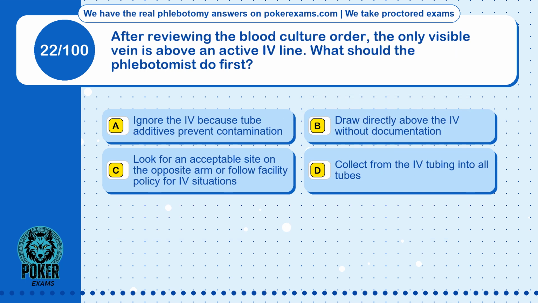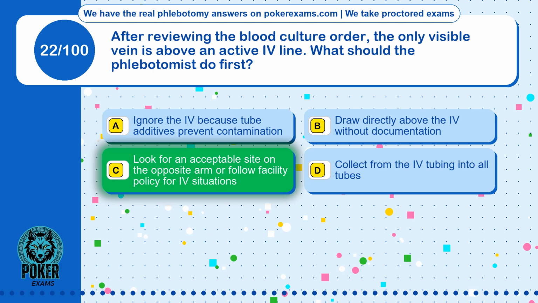Question 22. After reviewing the blood culture order, the only visible vein is above an active IV line. What should the phlebotomist do first? Option A. Ignore the IV because tube additives prevent contamination. Option B. Draw directly above the IV without documentation. Option C. Look for an acceptable site on the opposite arm or follow facility policy for IV situations. Option D. Collect from the IV tubing into all tubes.